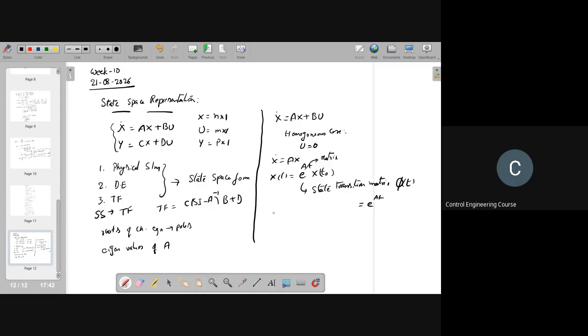Then in the case of the non-homogeneous case, that means u is not equal to 0, the solution will be x of t is equal to e power At, the state transition matrix, times x of t naught, the initial state, plus the integral from 0 to t of e power A(t minus tau) B u of tau d tau. This is the solution of the system states.